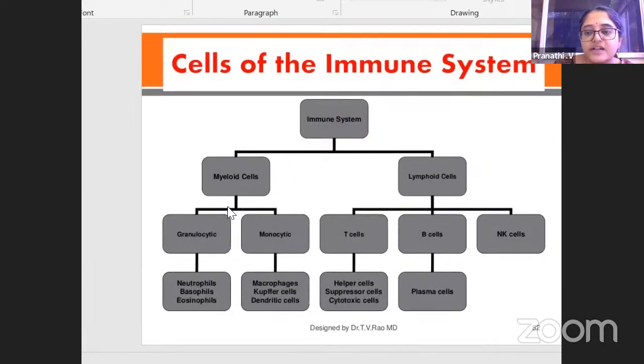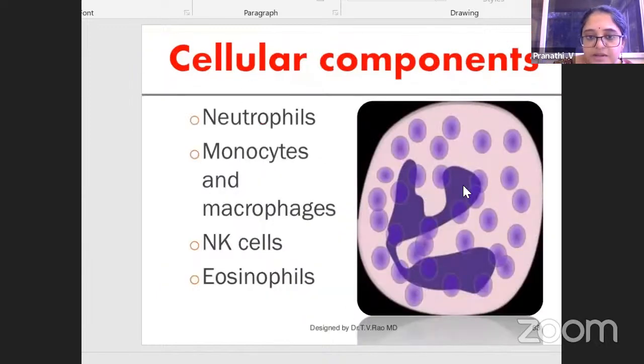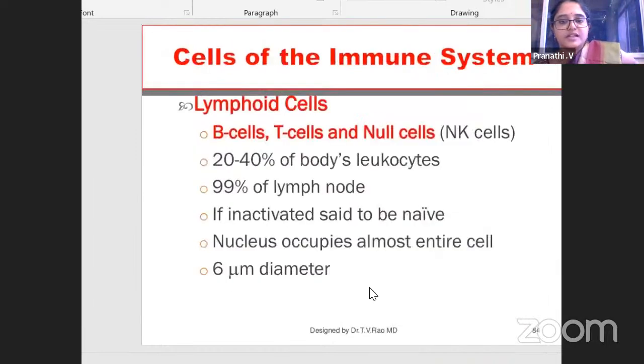Again, you can just see the different kinds of immune system cells, myeloid and lymphoid. Myeloid has granulocytic, and granulocytic has neutrophils, basophils, eosinophils. Monocytic has macrophages, Kupffer cells, dendritic cells. Lymphoid cells are again T, B, and natural killer cells. T cells, again, you have helper T, suppressor T, and cytotoxic T cells. B cells are again memory cells and plasma cells. So like I told you, these are the neutrophils, monocytes, and macrophages that are present. And these are the natural killer cells and the eosinophils.